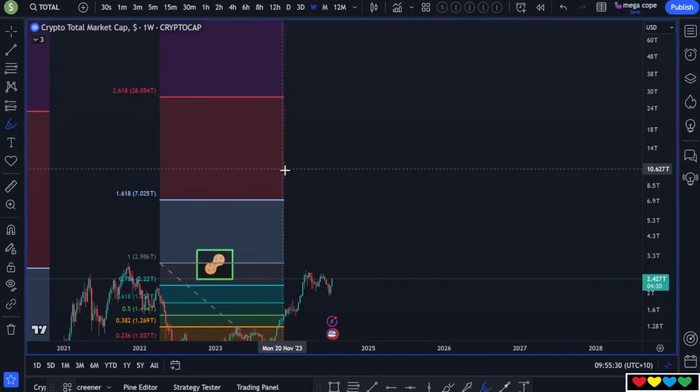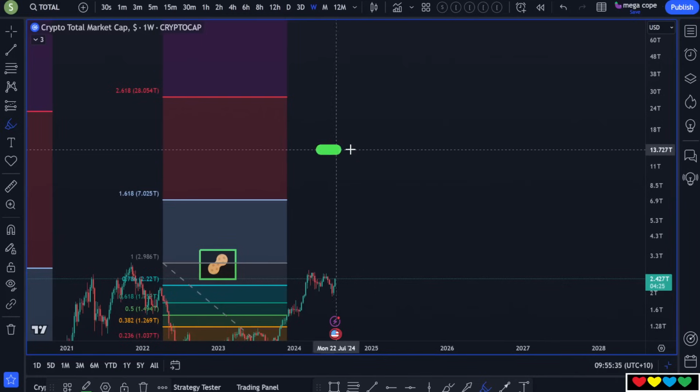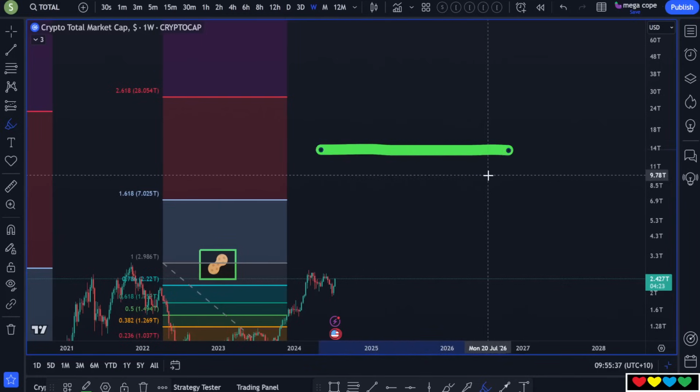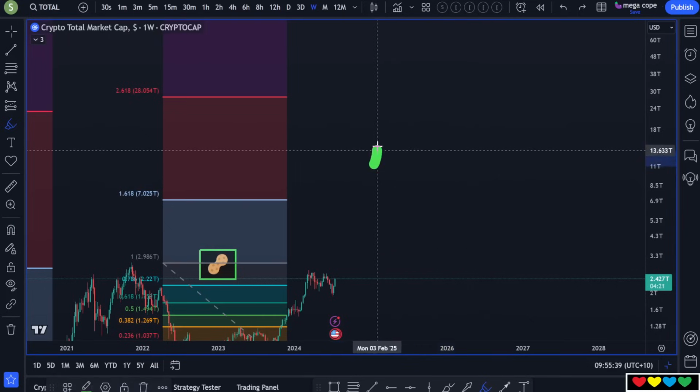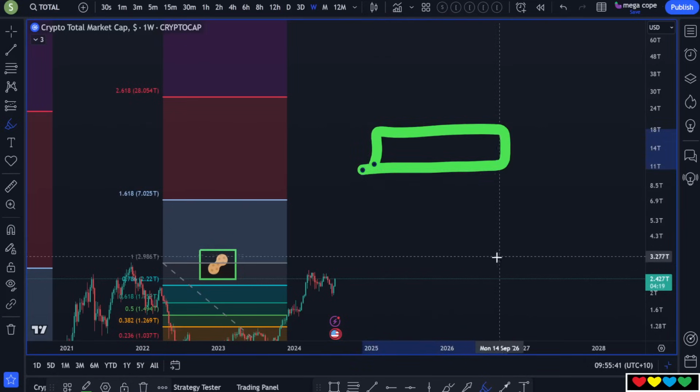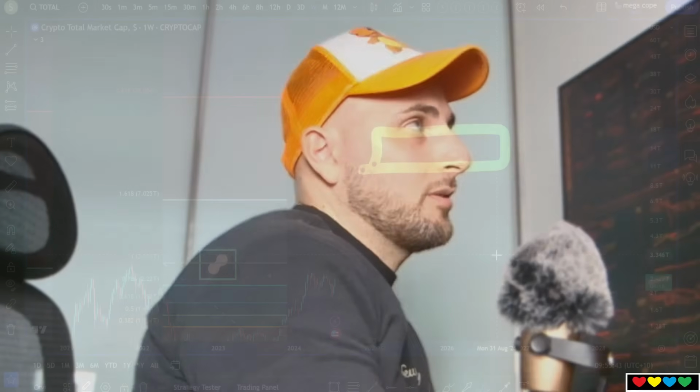I really don't think crypto should be less than like 12 to 13 trillion. I think it should be up here. So what I did was, at least 10 to 14 or something up here. I'm going to show you, I'm going to draw.